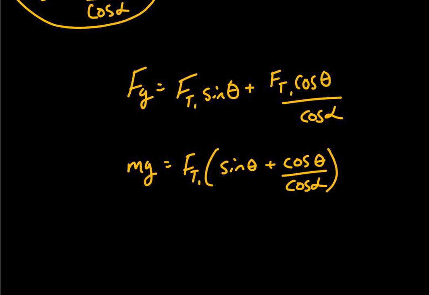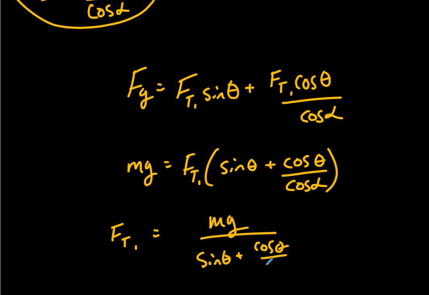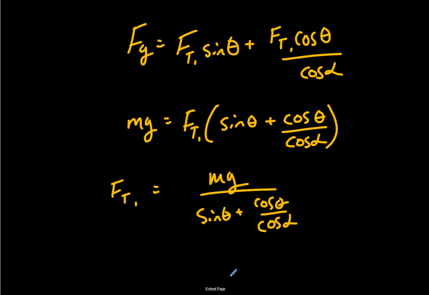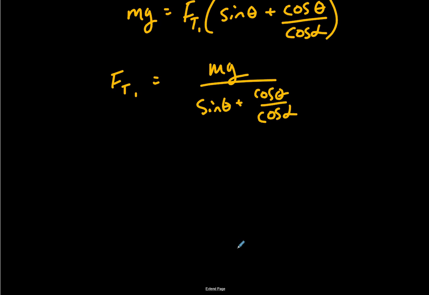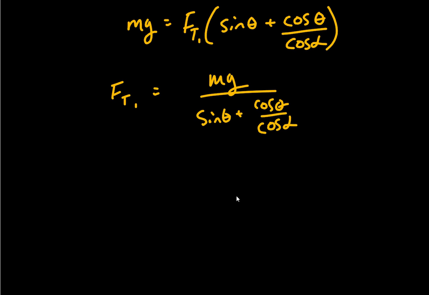Okay, so then we're going to isolate FT1, which is what we're after. So that's going to give you this: mg over sine theta plus cos theta divided by cos alpha. I'm not sure if we can refine that any further, really. Just look here. Can we do anything with this? I don't think so. I think at this point we've got it pulled apart as much as we can.